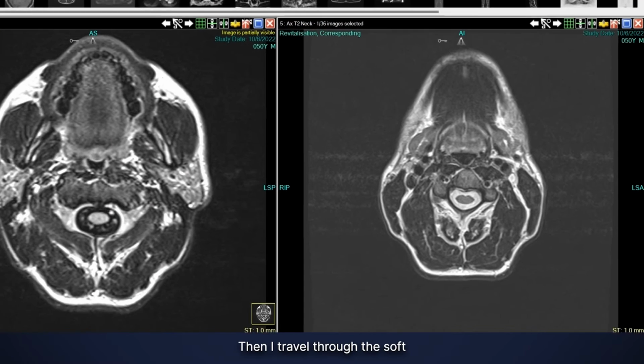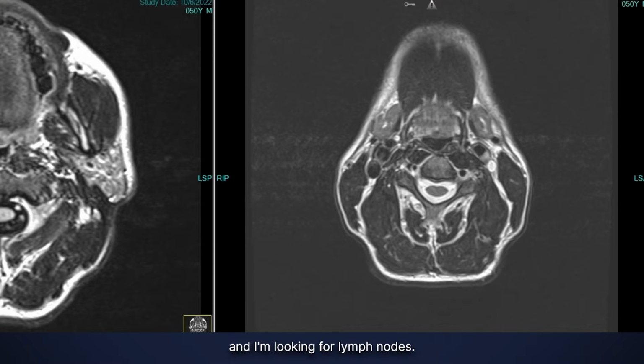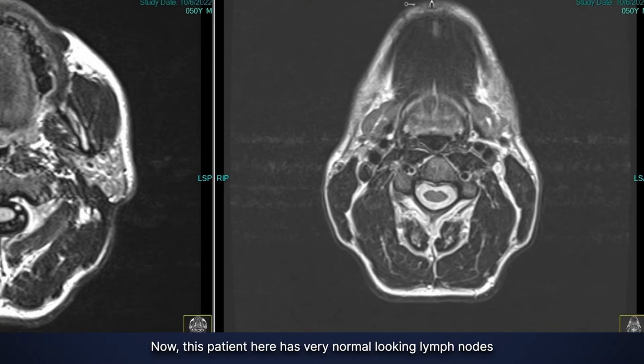Then I travel through the soft tissues of the neck as I head further down, and I'm looking for lymph nodes. Now, this patient here has very normal looking lymph nodes, and we can see one right here. It's normal size and shape. The reason I look for these is if I see an abnormal lymph node, it can be a sign that there's an infection going on or possible cancer, but these all look very normal.